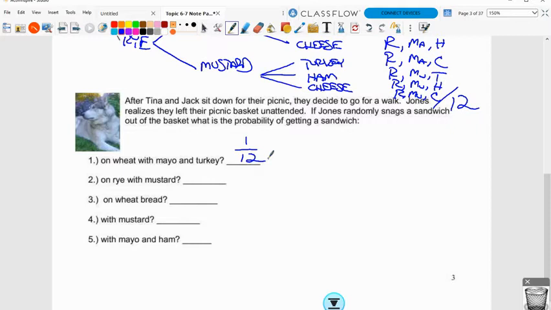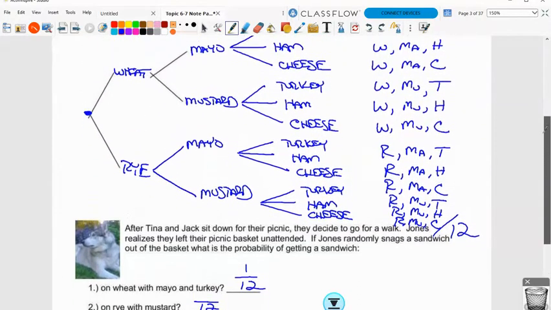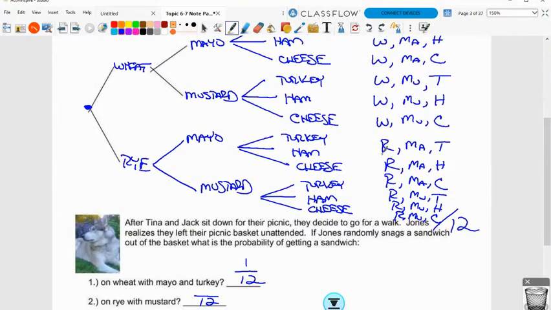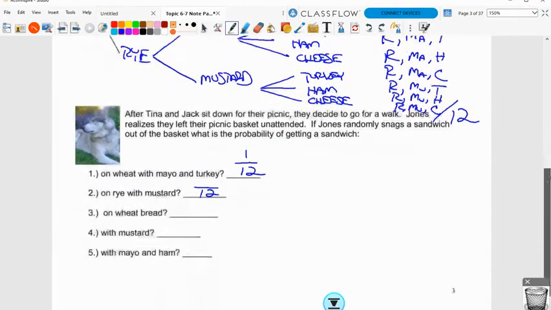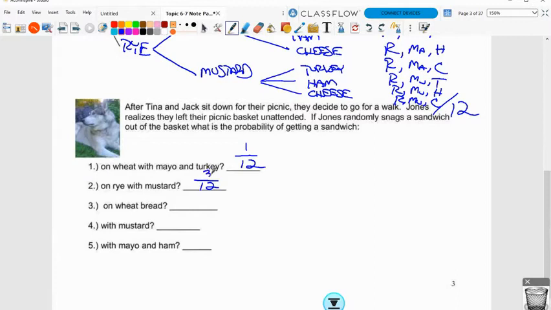Question 2, what's the probability of getting a sandwich that's on rye bread with mustard? So once again, we're going to create a fraction. We know it's out of 12 sandwiches. Now we'll count our list. How many have rye bread and mustard? Well, rye are all the ones at the bottom. Rye with mustard, there's 3 of them down here. These bottom 3 are rye with mustard. So our probability would be 3 out of 12. And then you could simplify that down to 1 out of 4.